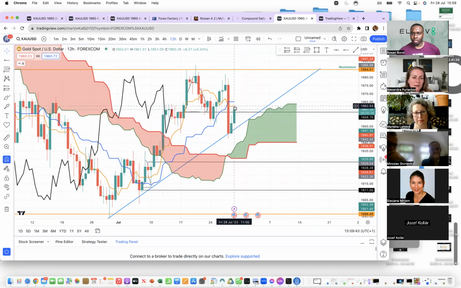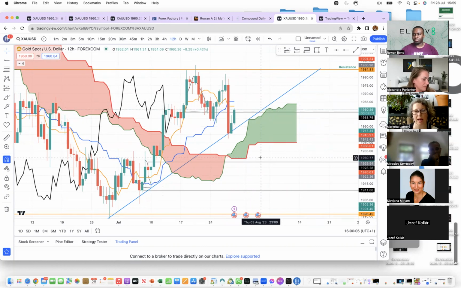However, the cloud lines have crossed over, the yellow and blue lines. Which means to me that yes, you can look for buys, but it's not going to continue going up like this. It's going to come back down first. Does that make sense?